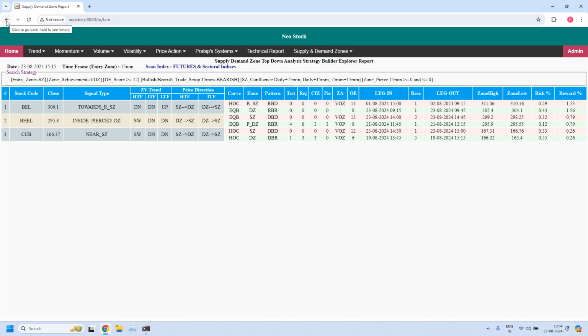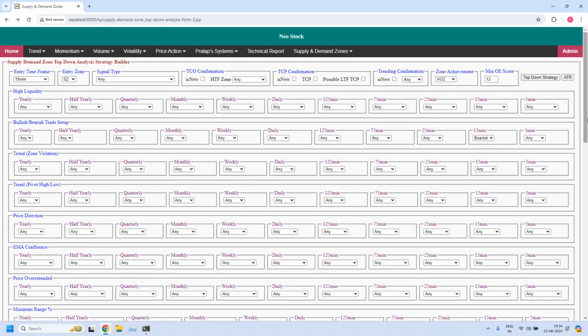So I'm going back. Let me add the filter. EMA confluence, that is a daily time frame. So daily supply zone is having daily EMA confluence. Daily supply zone with daily EMA confluence I enabled.